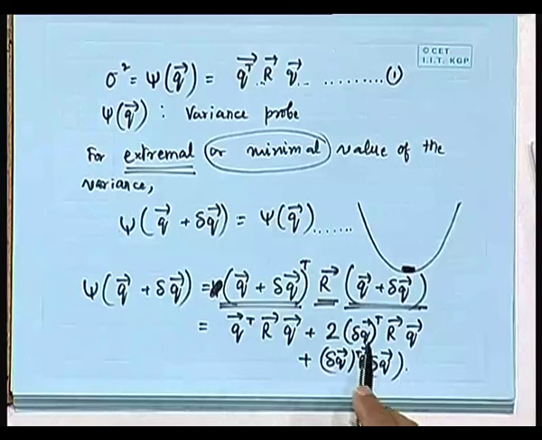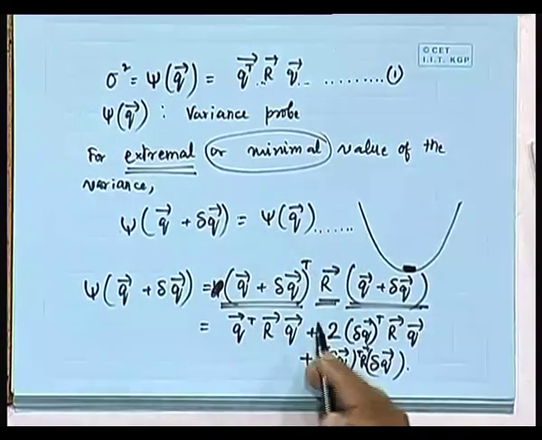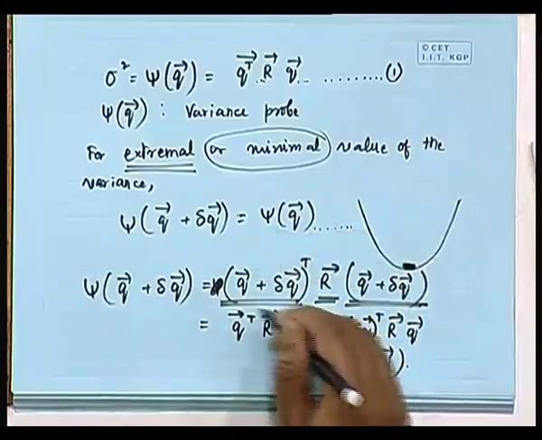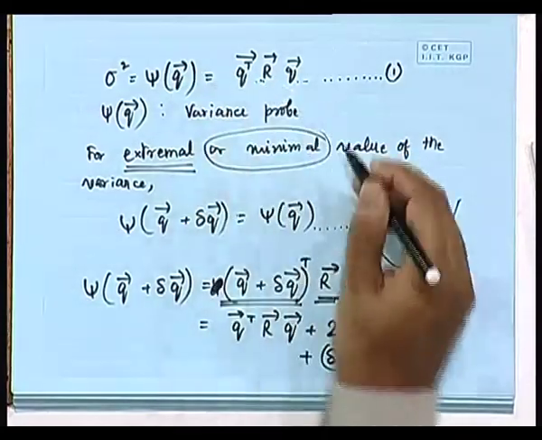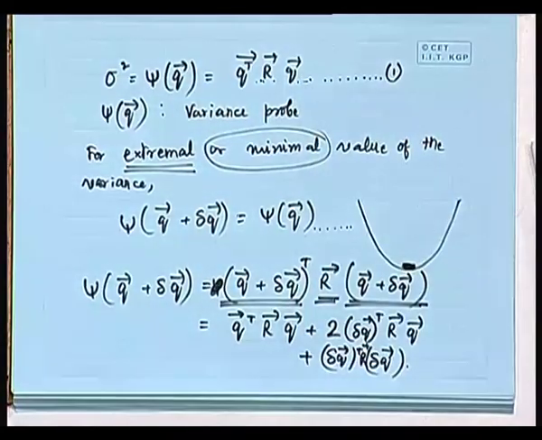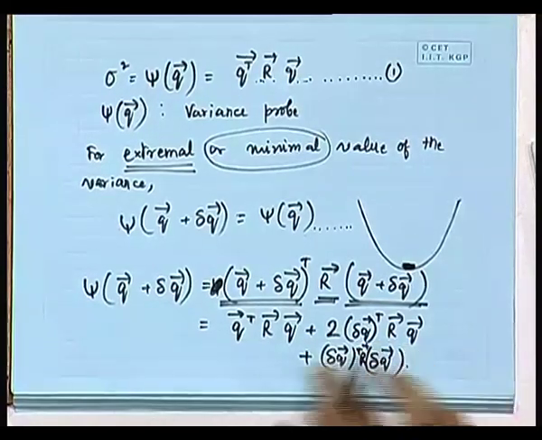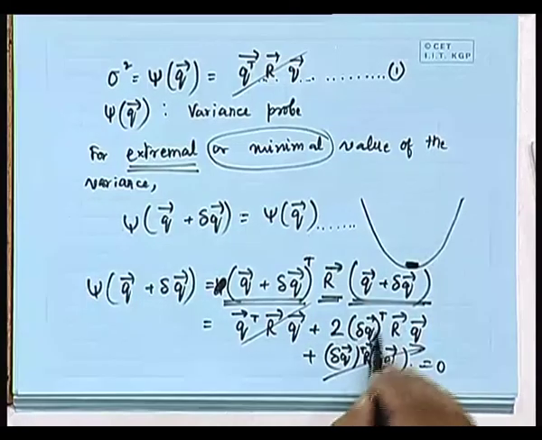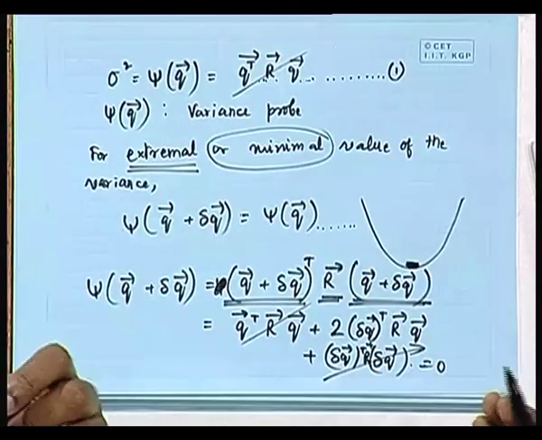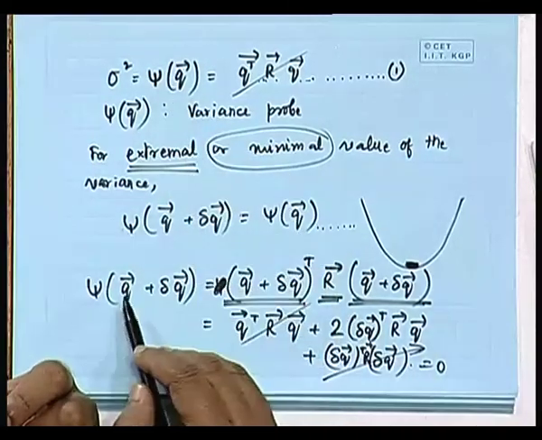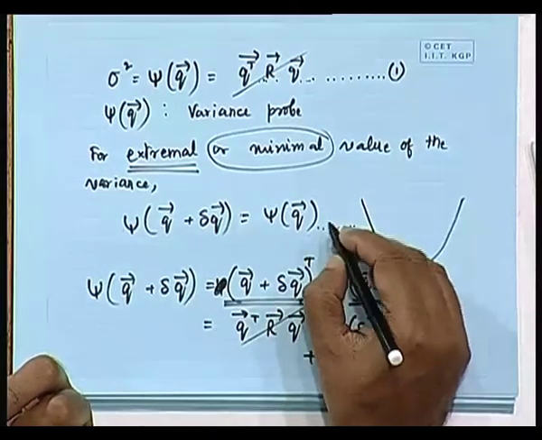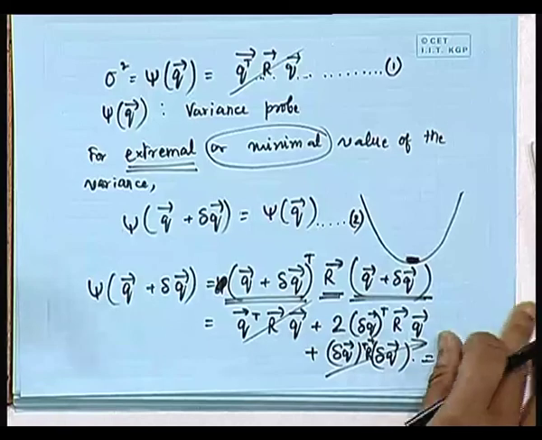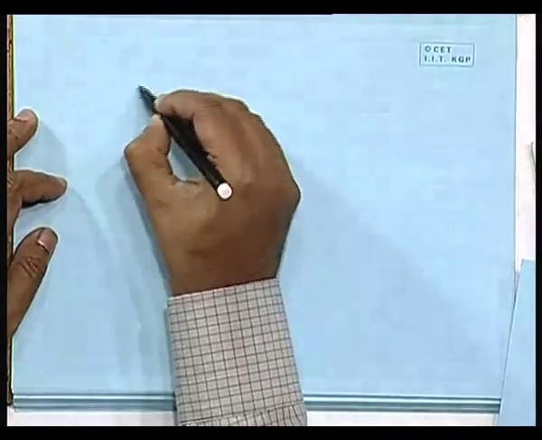Now if we take extremal, then this condition is valid. So this term is equal to Q transpose R Q. Which means that if we equate psi of Q plus delta Q with psi of Q, then this Q transpose R Q here and here get cancelled. This term is neglected anyway, so it is equal to 0. What remains is that delta Q transpose R Q is equal to 0, because psi of Q and psi of Q plus delta Q are the same. So this, if we say equation number 2, then what we obtain is that delta Q transpose R Q is equal to 0. Anybody who found it difficult to follow this step?